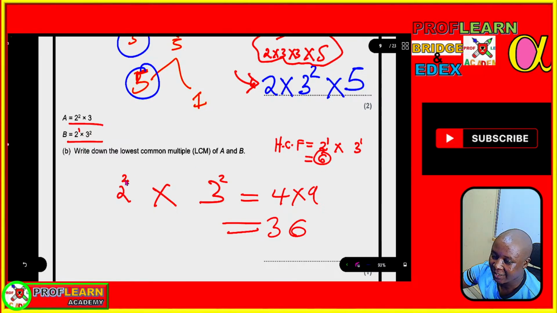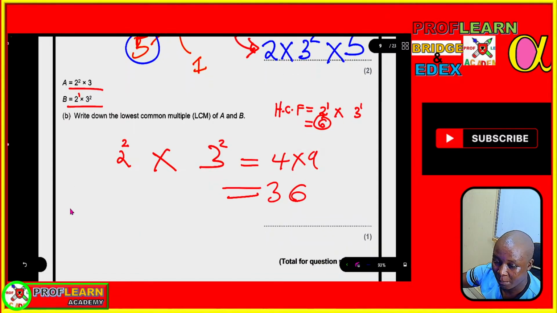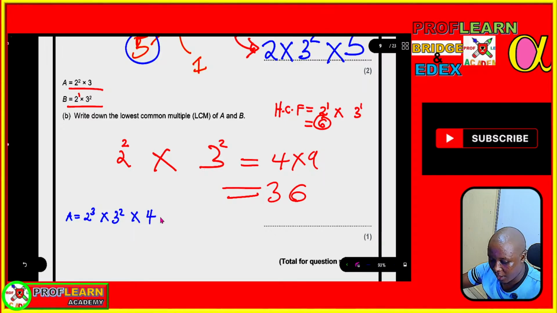But for least common multiple, you pick any number that is there, so that you can also pick the highest power. Now let me just give another example a bit different. Suppose A is equal to 2 raised to power 3 times 3 raised to power 2 times 5. And B, I'm just giving this as an extra example, so that if you're given a question like that, you'll be able to approach it.